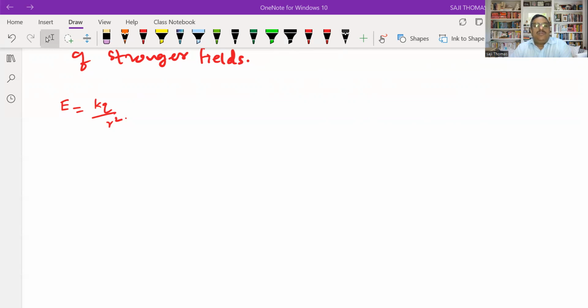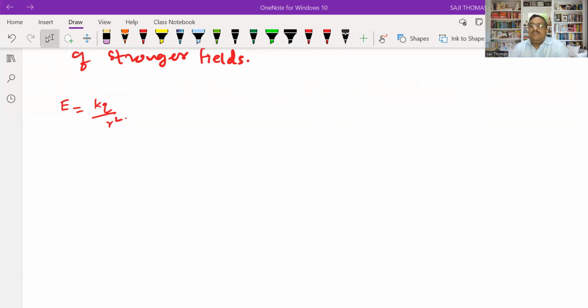Now we can do one numerical based on this electric field. One more property I have to tell you, one more property of electric lines of force. Electric field lines are continuous curves without any breaks. There cannot be a break on the electric field lines. If there is a break, that means there is no electric field at that point.